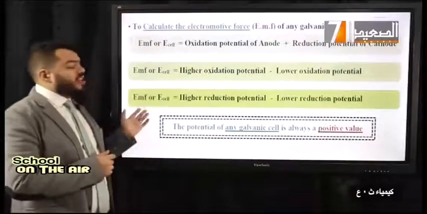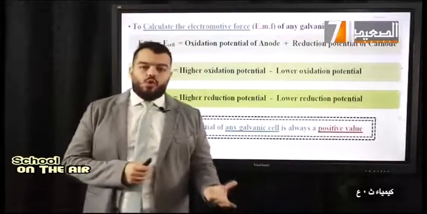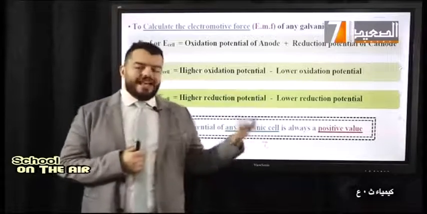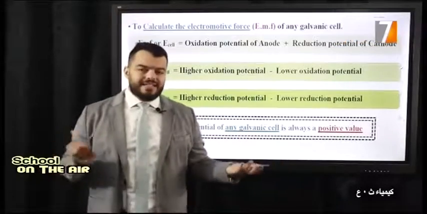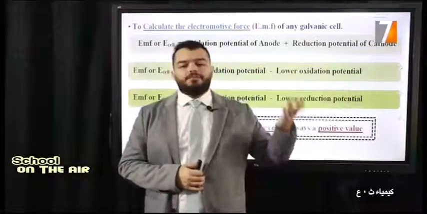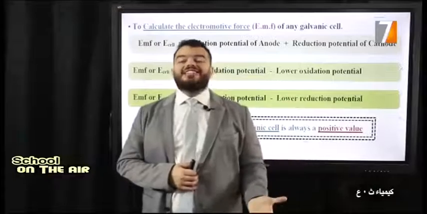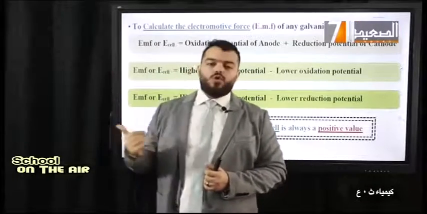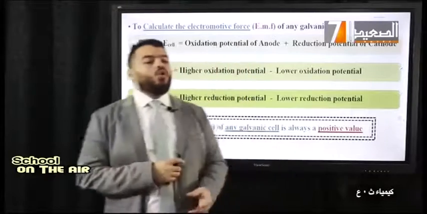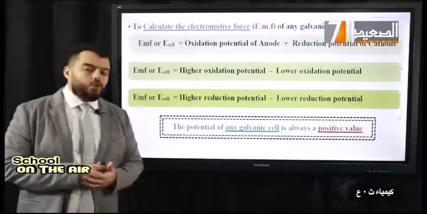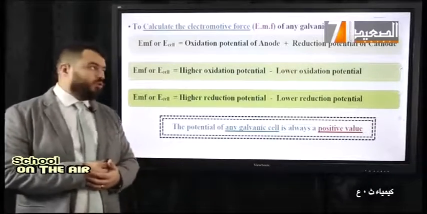After that, you were able to know, from the last session, why we chose the zinc to be the anode and the copper to be the cathode. Because zinc has the higher oxidation potential, so it has the highest ability to be oxidized, and the copper has the low oxidation potential, so it has the higher reduction potential and the higher tendency to gain electrons and to be reduced.